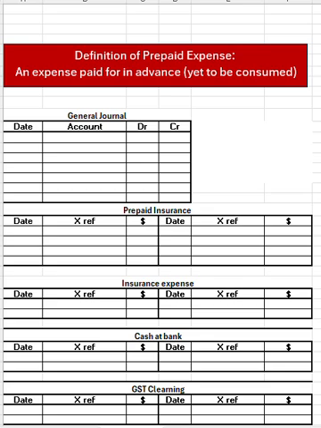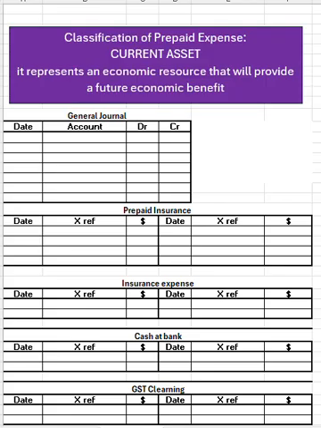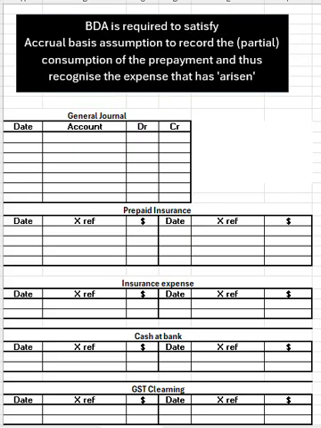A prepaid expense is simply an expense paid for in advance. Thus, when a business pays for expenses in advance, we're creating a current asset, because what we have is an economic resource in terms of what this payment represents that will provide a future economic benefit for a period that will be somewhere between a few weeks and up to a year.